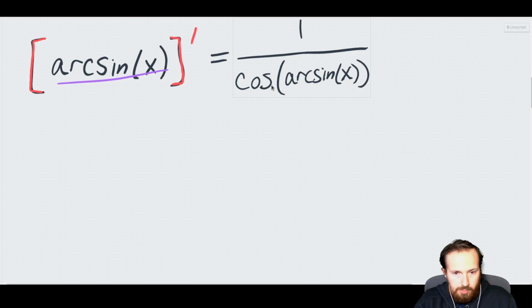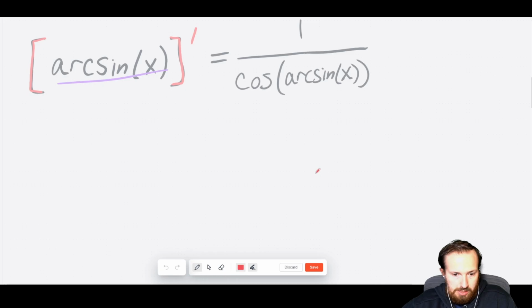Think SOHCAHTOA, for example. Whereas for an inverse trig function, the opposite is true because it's inverted. The input is a ratio of side lengths, so in this case, x would be a ratio of side lengths, and the output is an angle. So think about those two facts, and then think about the composition of functions here.